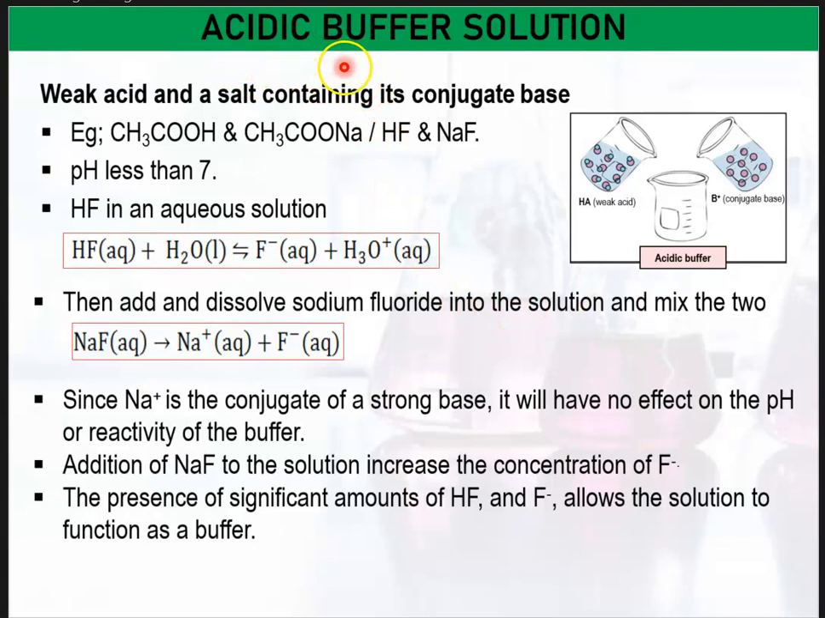So this is acidic buffer solution. Look at the example of acidic buffer solution. Acidic buffer solution is a combination of weak acid and its salts. Salts is actually conjugate base. Example, we have acetic acid. The conjugate base or the salts is the sodium acetate. Or we have hydrofluoric acid, and the salt is sodium fluoride.